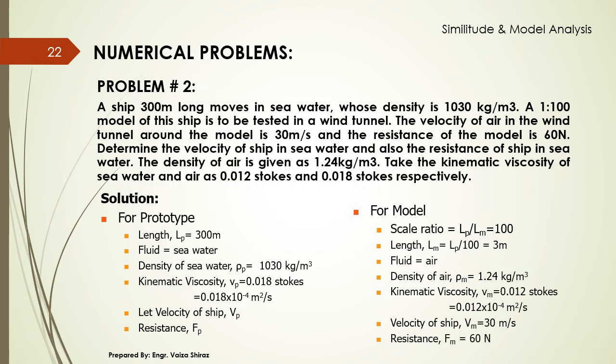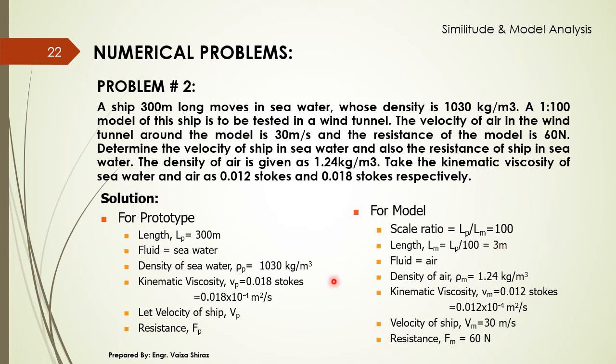Now the second problem is again the application of the Reynolds model law. In this case, we have to consider the resistance offered by the flow when we are considering a ship, and when it is in the fully submerged case where we are considering a wind tunnel. So scale ratio is given as 1 into 100. It means that Lp over Lm is 100. It can give you the length of the ship in the model, so that is coming to be 3 meter.